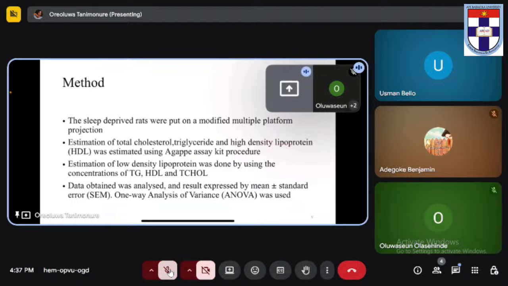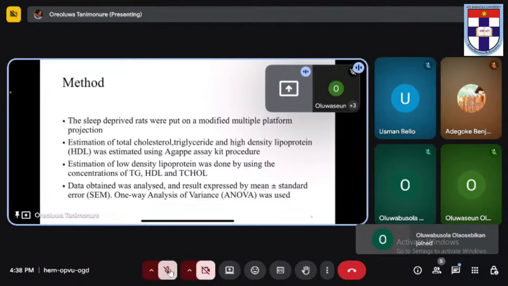The estimation of total cholesterol, triglyceride, and high density lipoprotein was done using Agappe assay kits, and the low density lipoprotein estimation was done by using the concentrations of triglyceride, high density lipoprotein, and total cholesterol. In my method, we molded the salt that was given to the combined group and sleep deprived them also. The sleep deprivation cage is built in such a way that the cover has a net-like structure where you can place a molded feed.